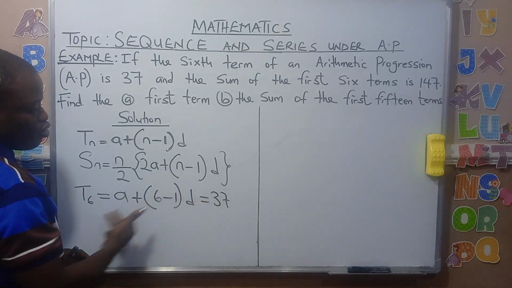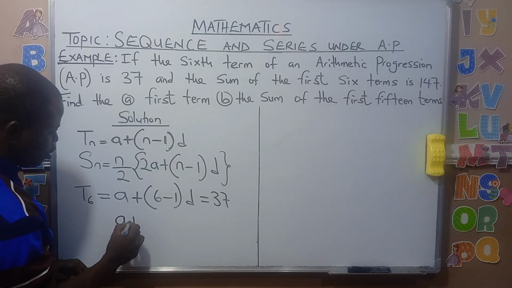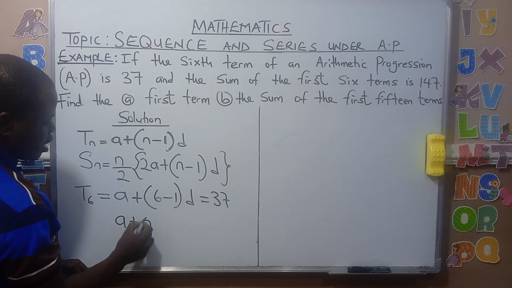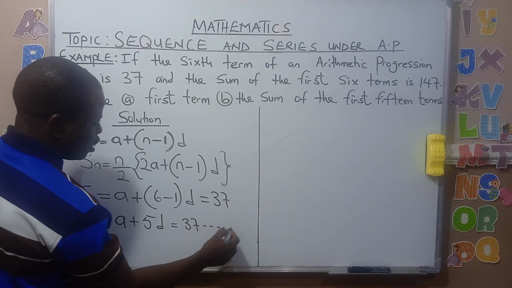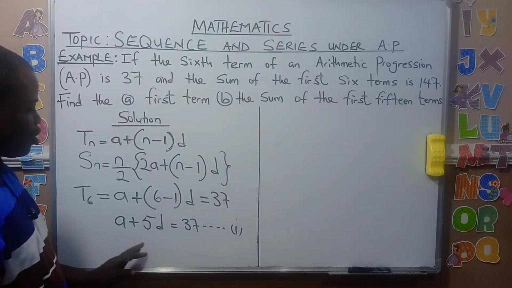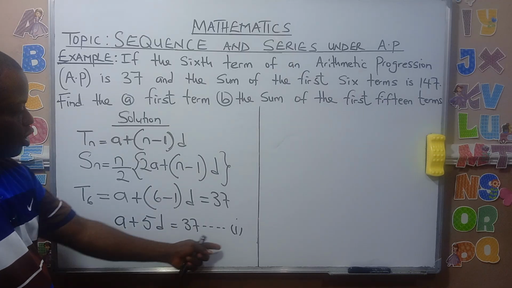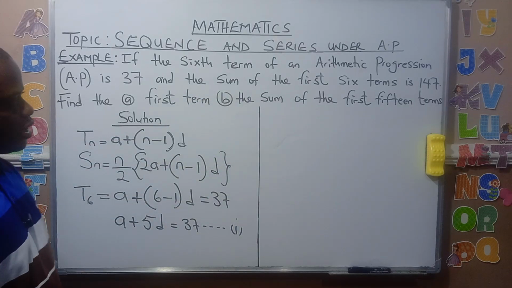You can't have two equals to in an equation. Now you have a plus 6 minus 1, that is 5d equals to 37. That's our equation 1. See that it's resulting to simultaneous equations. The first statement gave us equation 1, and the second statement is the sum of the first 6 terms.